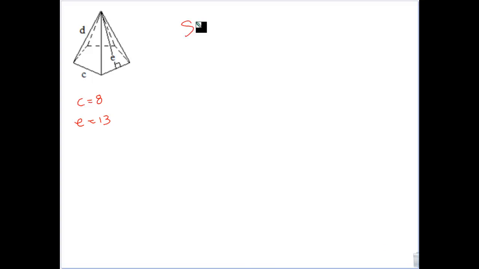So to find the surface area, we're going to take 1/2 perimeter times slant height plus the area of the base. So here the perimeter, well, if C is 8, there are 5 sides, so the perimeter would be 5 times 8, which would be 40. So here our perimeter is equal to 40. Slant height, well, if we take a look at our diagram, we also are given E is 13. E is our slant height, so we know our slant height is 13.